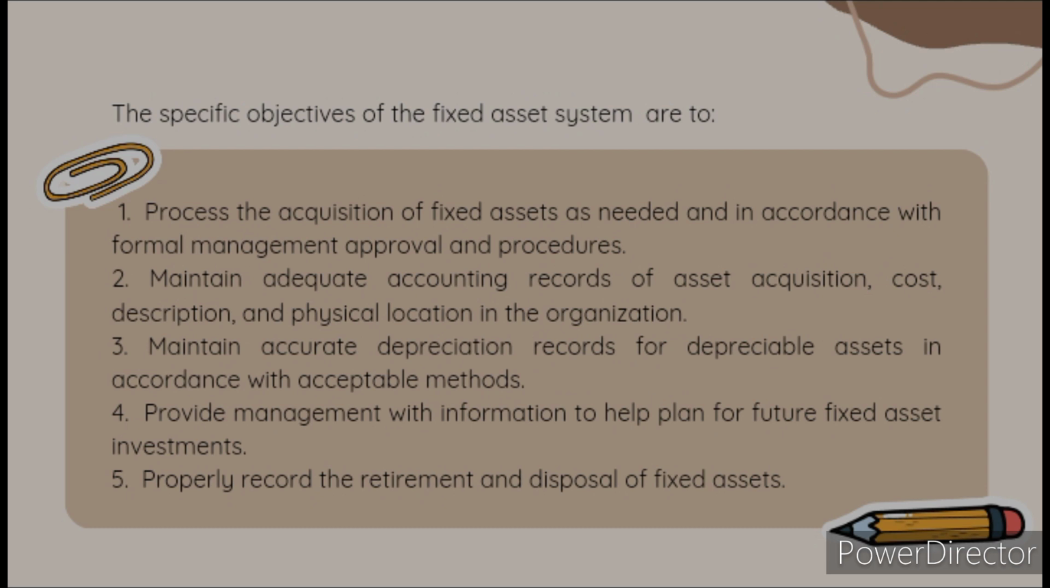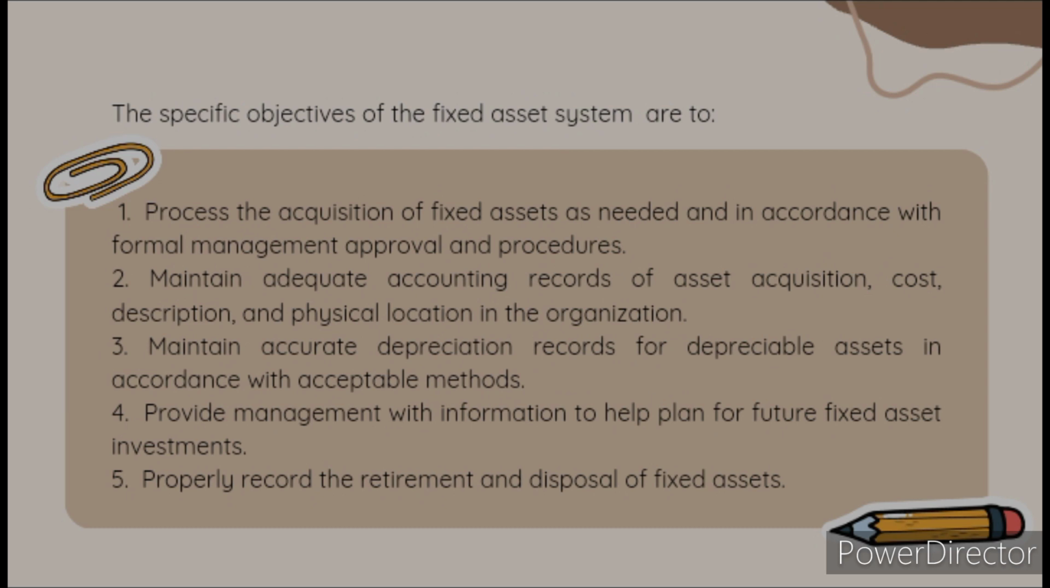Number three, maintain accurate depreciation records for depreciable assets in accordance with the acceptable methods. Maintaining accurate depreciation records involves tracking the decrease in value of depreciable assets over time using acceptable depreciation methods as per accounting standards. This ensures that the reduction in value is properly reflected in the organization's financial statements, aiding in accurate financial reporting and decision making.